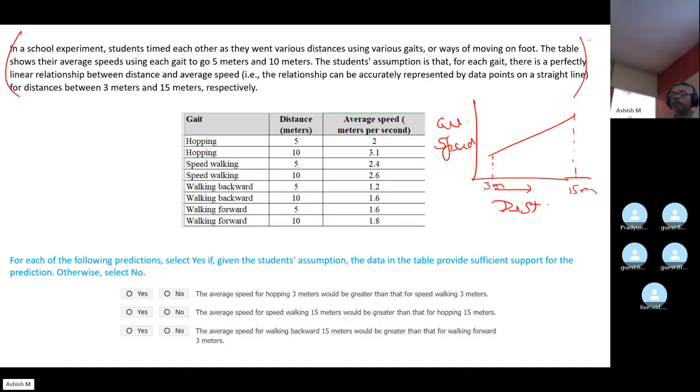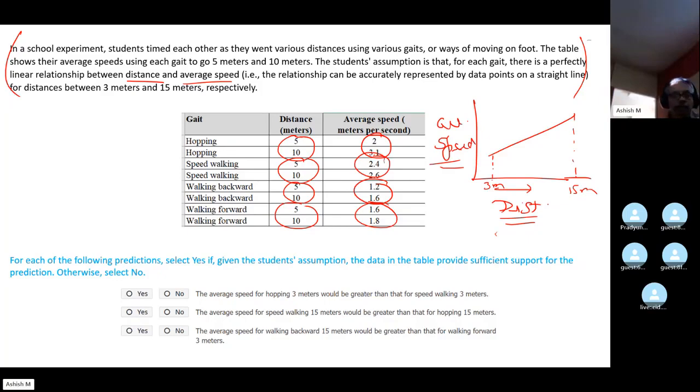What is it telling you? That as the distance increases, the average speed increases. This is very clear. Notice, while hopping, as the distance increases, average speed increases. So that's a linear relationship. This is the most important point. Notice it clearly says between distance and average speed, there is a linear relationship.